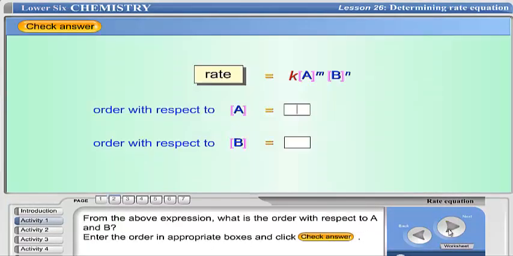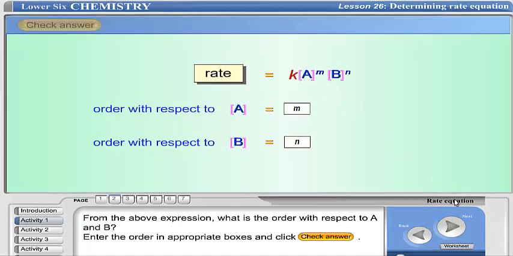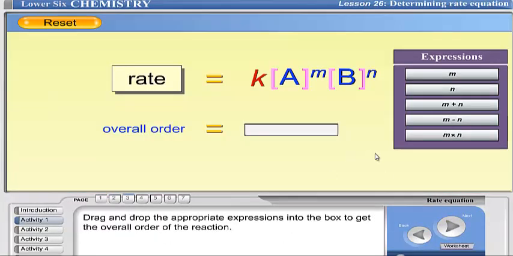From the above expression, what is the order with respect to A and B? Enter the order in appropriate boxes and click Check Answer. Drag and drop the appropriate expressions into the box to get the overall order of the reaction.